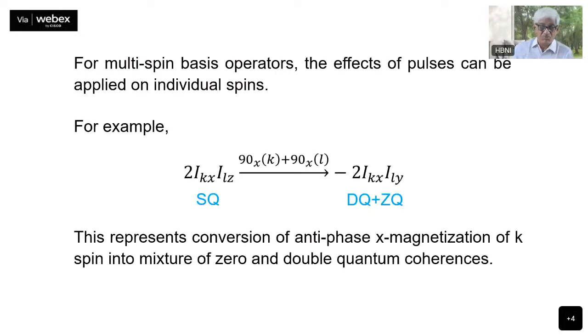Okay. Now, for multi-spin basis operators, so far we considered IKX, IKY, IKZ, single spin operators. But we have the two spins are independent.